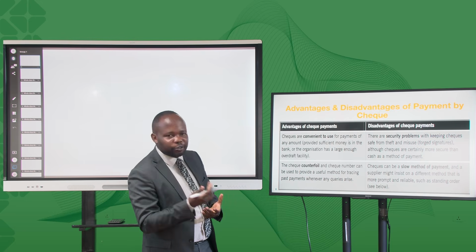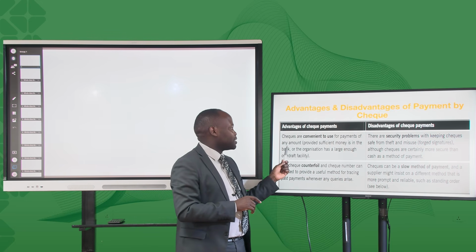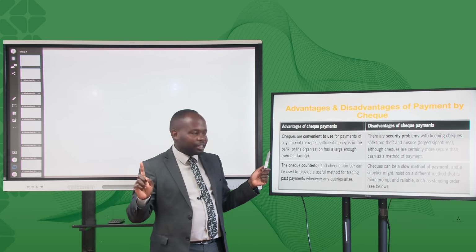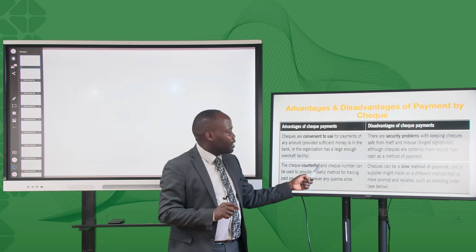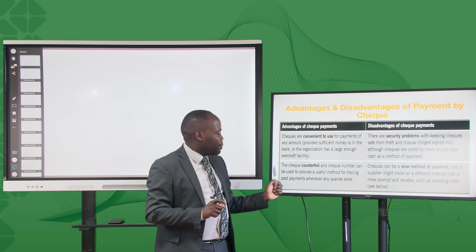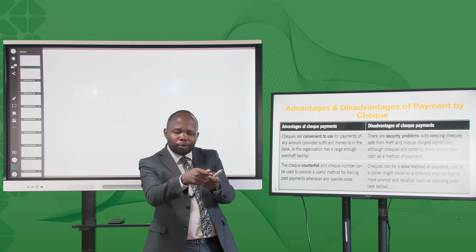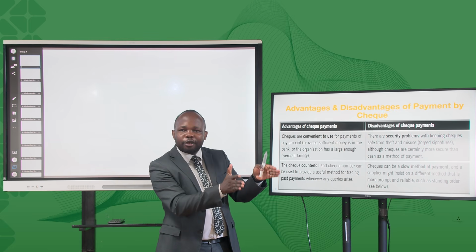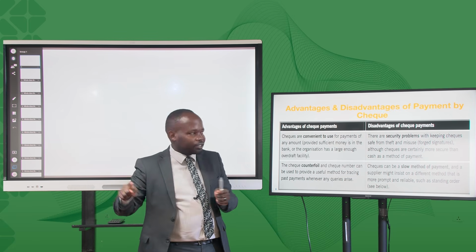What are the advantages of using checks? Number 1, checks are convenient to use for payments for any amount. You are not limited in the amount you can write in the check. Number 2, the check counterfoil and check number can be used to provide a useful method of tracing past payments. In a check, there is what we call a counterfoil. When you tear off a check, there is a slip that remains in the checkbook where you write the details that were in the check that goes out.